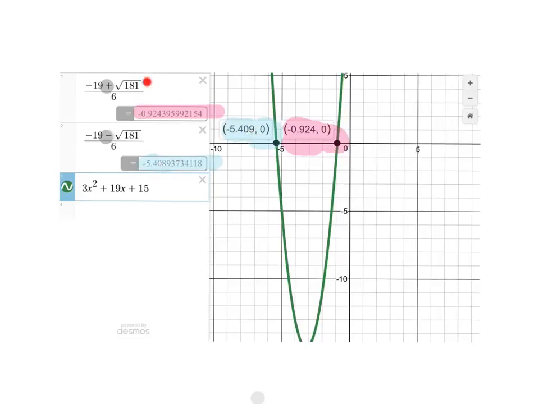So this quadratic formula, this big massive thing that we just used, all it's doing is telling us where our graph crosses the x-axis. That's literally all it is doing.